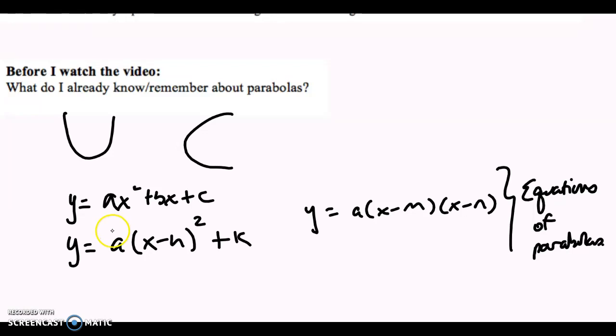I also wrote down some equations for the parabola that you might have already seen before. This should be a familiar topic since you've talked about it in a couple other math classes. This is going to be the standard form of a parabola, y equals ax squared plus bx plus c. This form here was the vertex form, and this here was the factor form of a parabola. Now we're going to be looking at the conic form of a parabola.